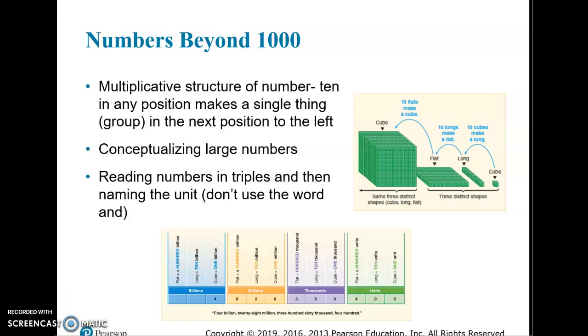Remind students not to use the word "and." For example, 106 should be read "one hundred six," not "one hundred and six."